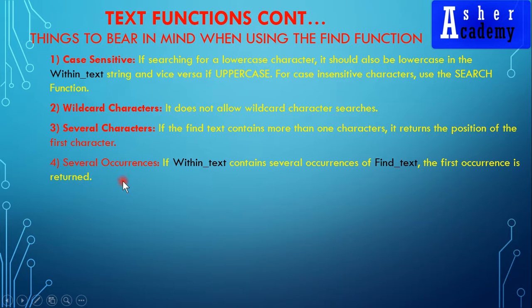Several occurrences. If within text contains several occurrences of find text, the first occurrence is returned. When you're talking about several occurrences, for example, in the word occurrences, we have 3 C's. So if you say you want to look for the position of a C, it is only going to return the position of the first C that it finds.